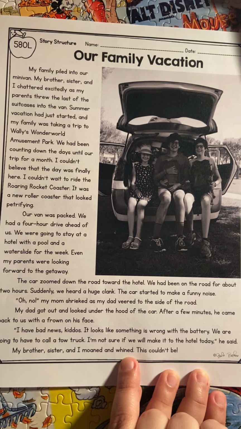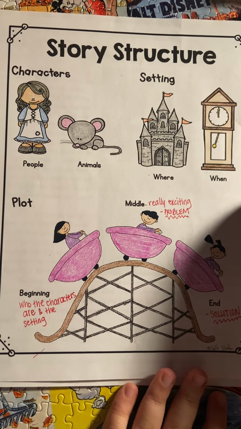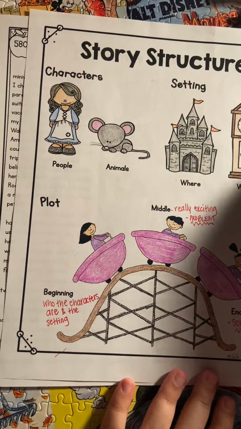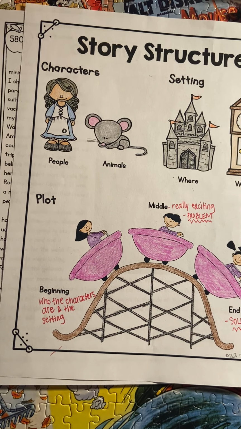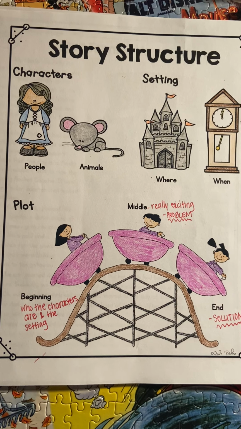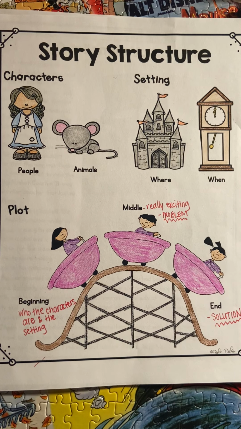This couldn't be." Okay, so before we go on in the story, I think we need to talk about it. So we've kind of talked a lot about the beginning, right? That just kind of sets up what's happening in the story, who the characters are, what they're doing, right? So they've been getting ready for this trip, and they're packed and they're ready and they've hit the road, right? So that's the beginning. And then in the middle, they hit a problem.